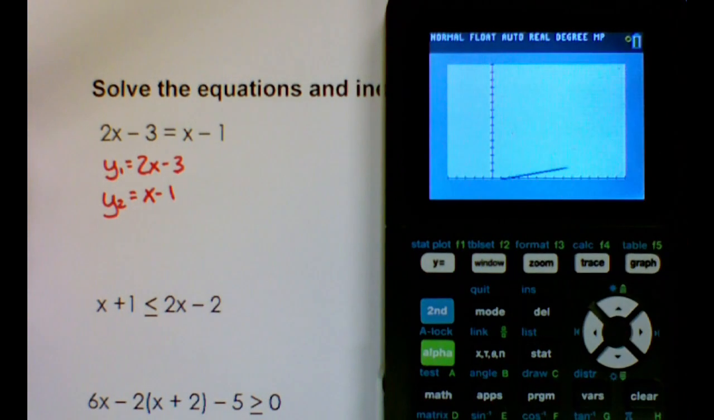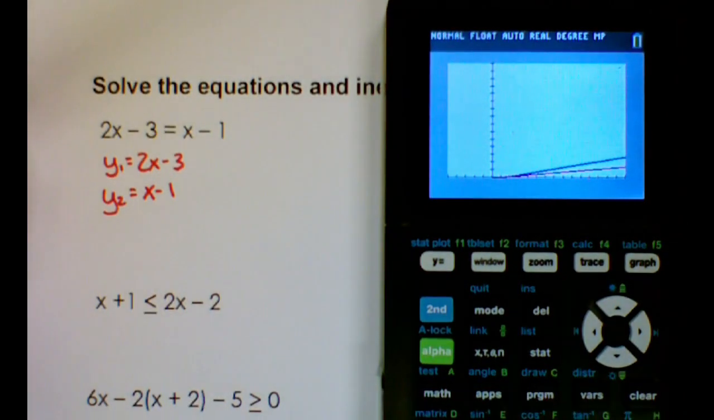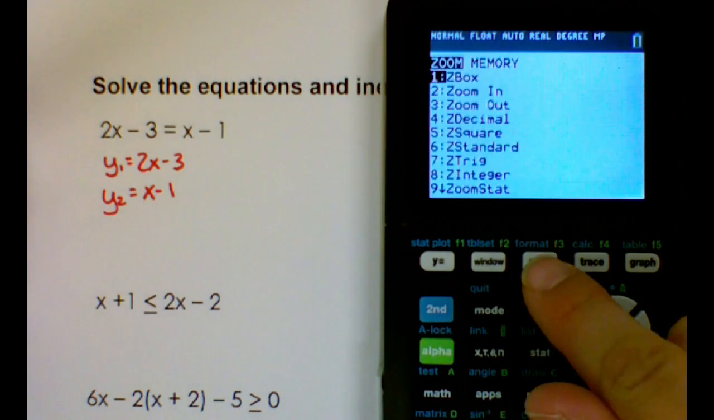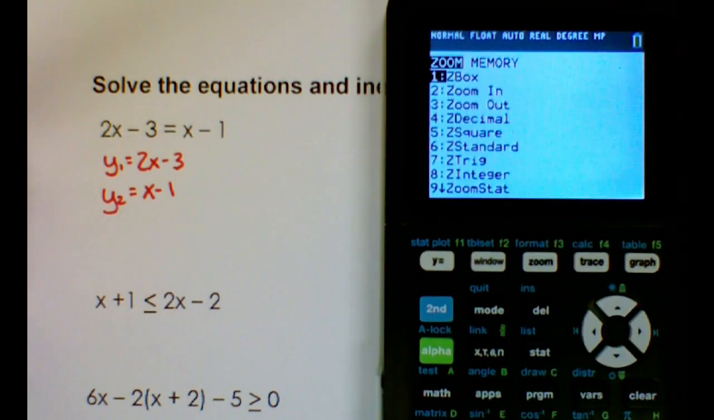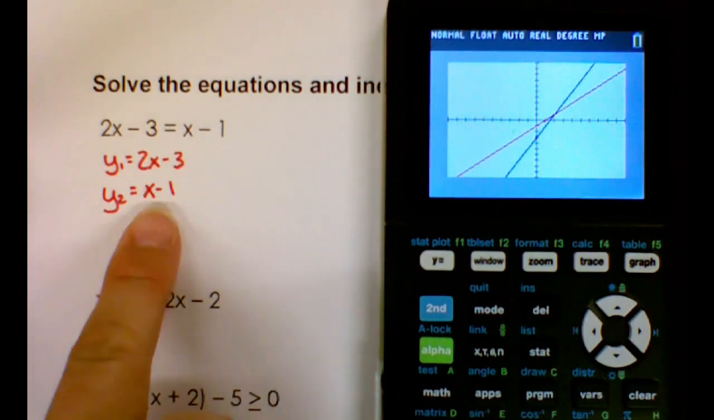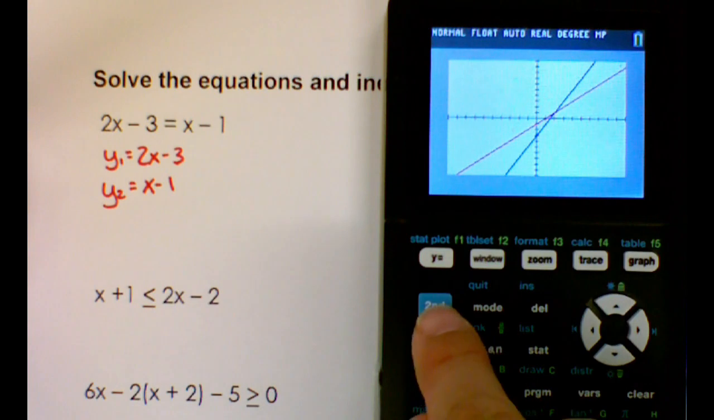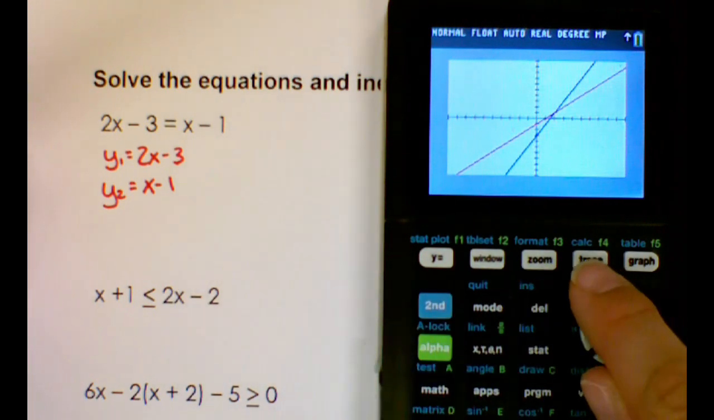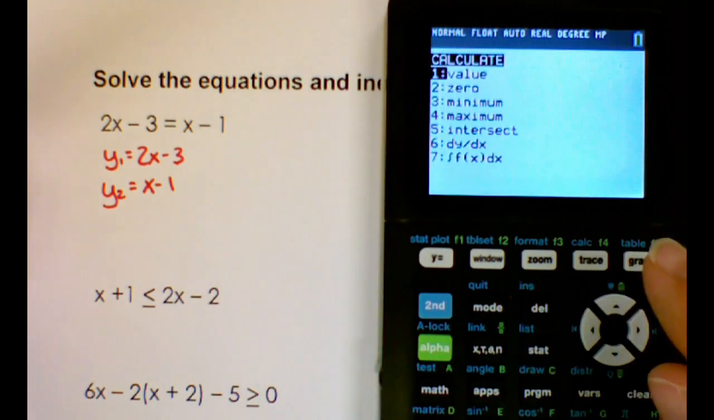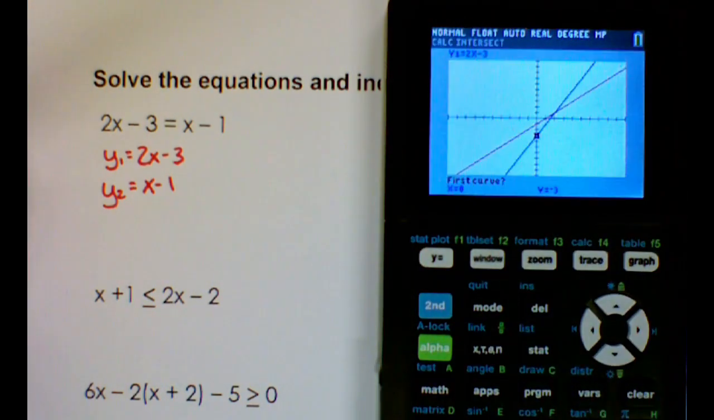I hit graph. Now, depending what was going on with your graph beforehand, you could see some wonky stuff here. If you hit zoom and then option 6, which says Z standard, it'll take you back to a window that's negative 10 to positive 10 for x and y. Now, the solution to this one equation is when these two things are equal, which means they cross. So I hit second, and then this trace button says calc above it. And you'll notice that you have option 5 is intersect. I want to know when those two lines intersect, so I choose option 5.